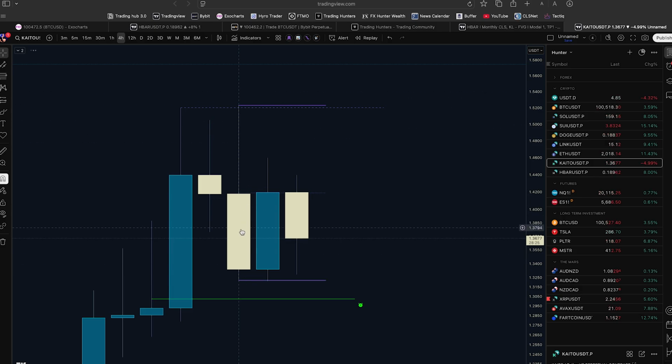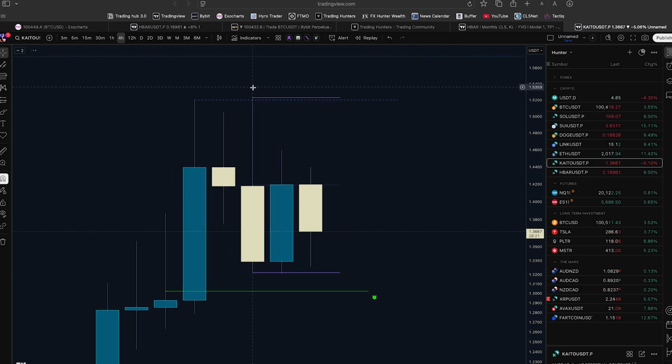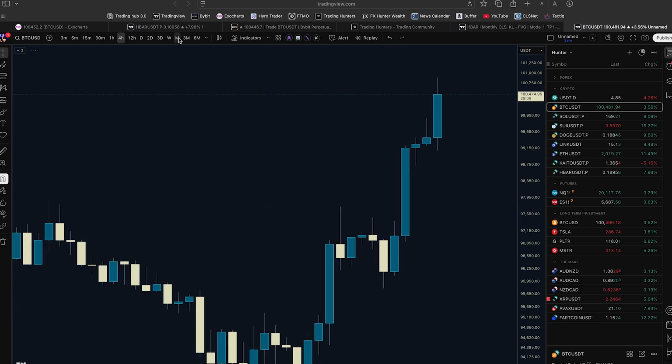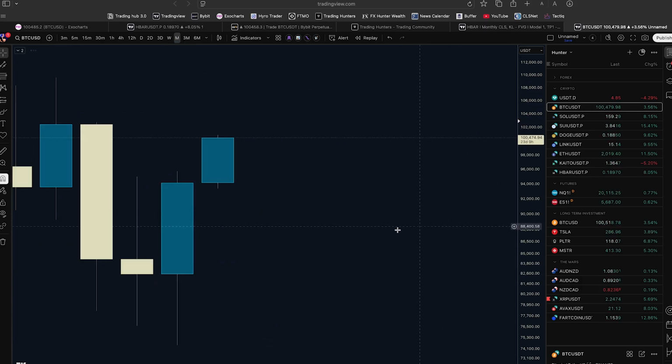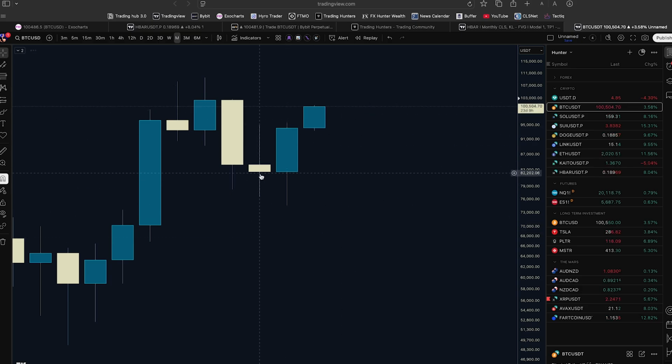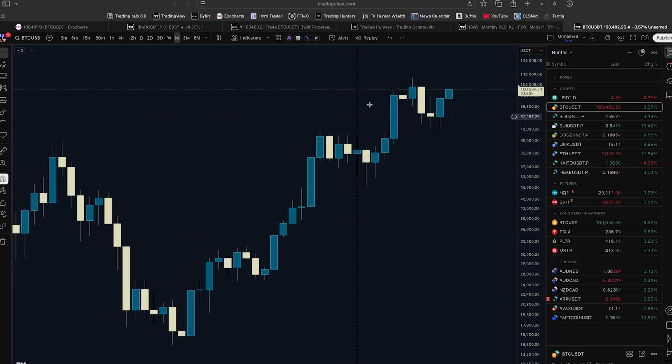So it probably wasn't me or you trading our few contracts, but someone who has a lot of capital, right? So that's how I find these CLS candles. It's the same on the Bitcoin. Let's go here. Look on the monthly. What is the CLS candle in here? We are bullish clearly.